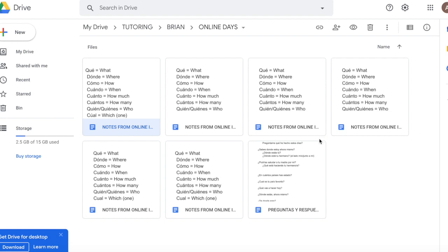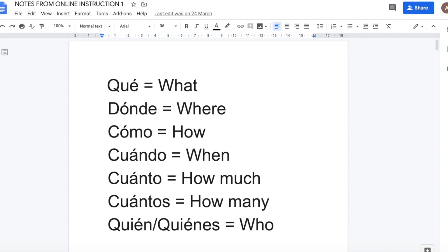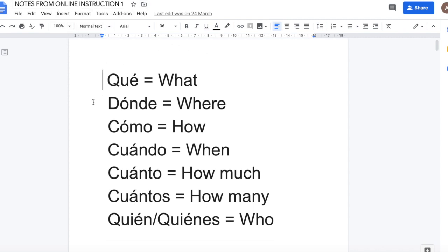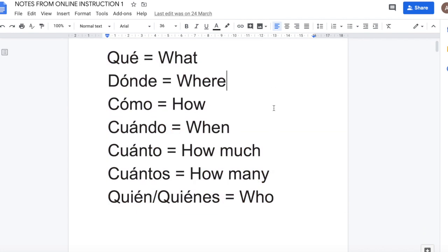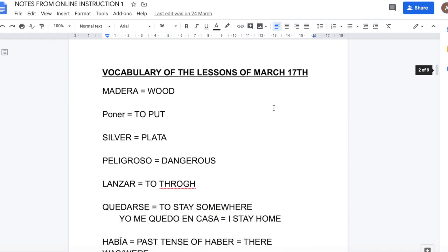It's going to be 7 weeks, for 7 weeks, and this was, I think, the first one. And it's important. Notes from online instruction. This is important to see. This is for the questions I want them to ask me every day. I do a section of the class asking them to ask me questions because I want them to get familiarized with all these interrogative pronouns. Every day I start the class like that.